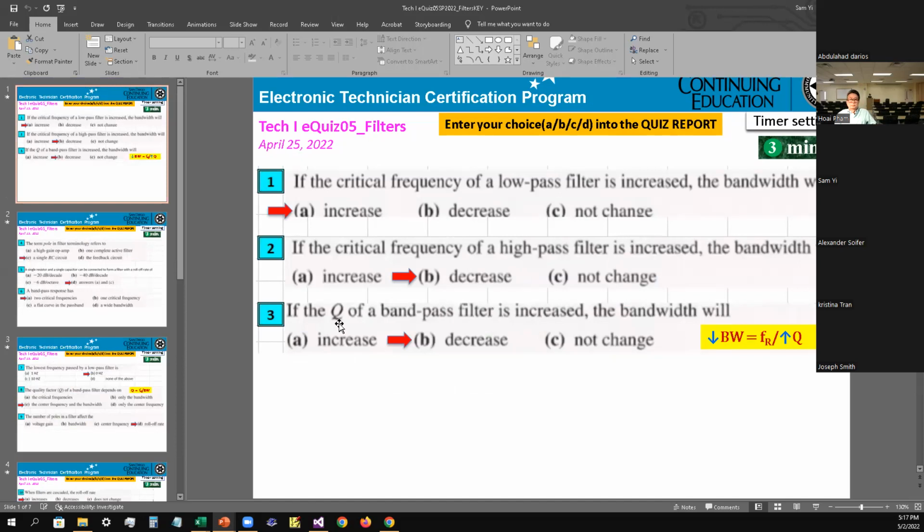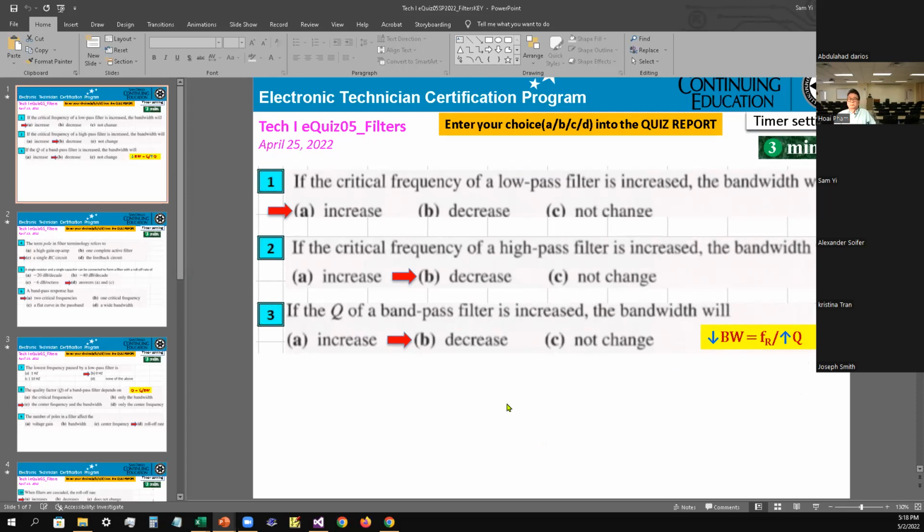Number 3, if the Q of the band pass filter is increased, the bandwidth will... Okay, so the bandwidth equals the resonant frequency divided by Q, or you can say center frequency. Resonant frequency or center frequency mean the same thing. Therefore, if you increase the Q, you would decrease the bandwidth. So the answer is B as in Bob for number 3.